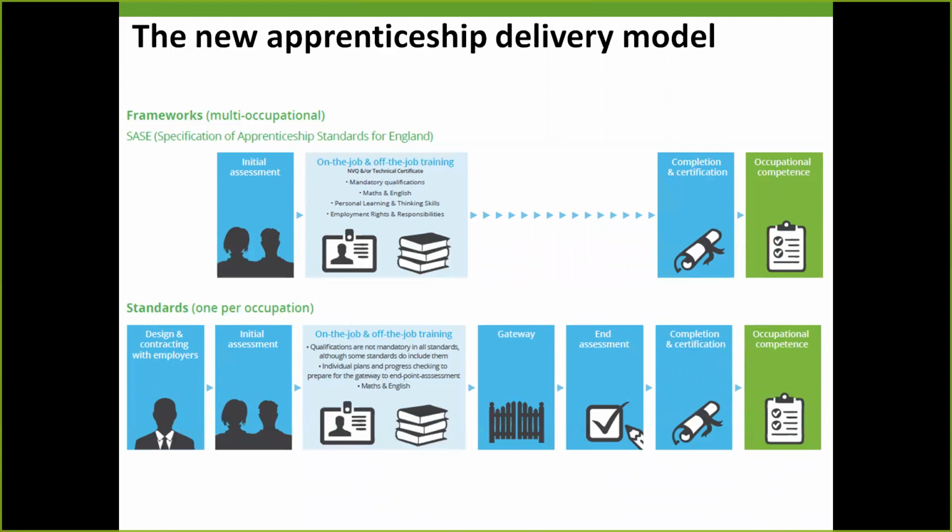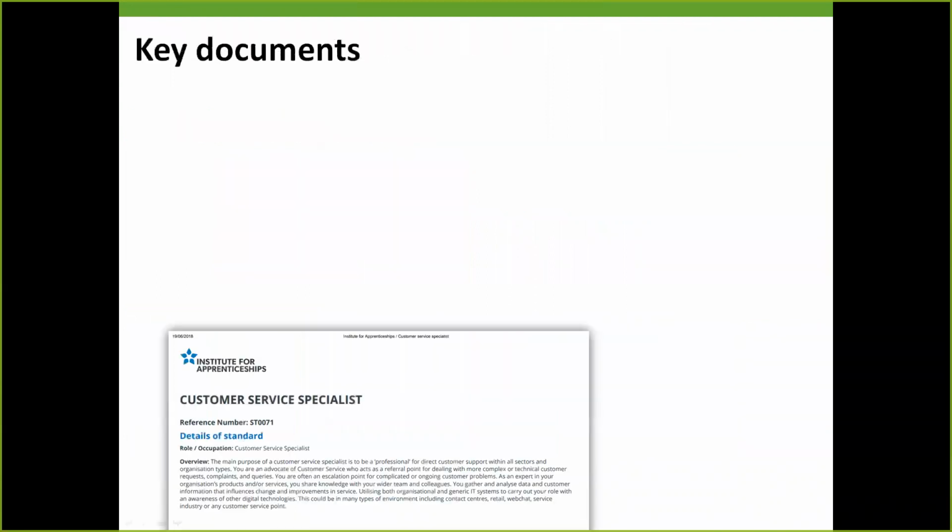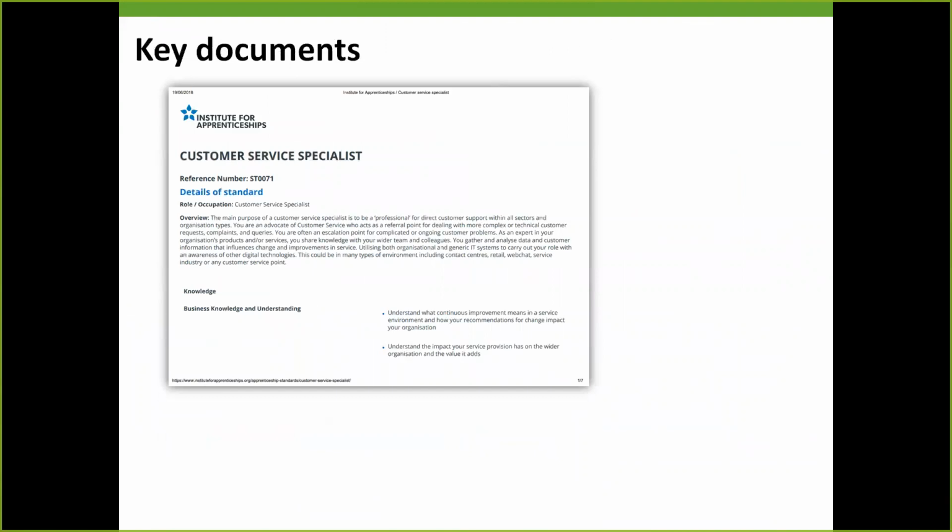So if I was to take two go-to documents, the two documents that I would look at, first of all, would be the standard. And you can see there on screen the really good explanation and overview of, for example, the customer service specialist and that particular role. The standard itself describes the skills, knowledge, behaviours. It also includes mandated elements such as maybe entry requirements, links to professional bodies, specifies the level of the standard as well, which is really important, and the duration of the standard.